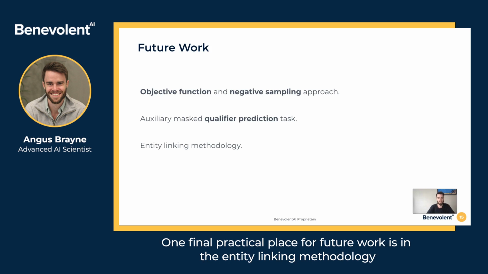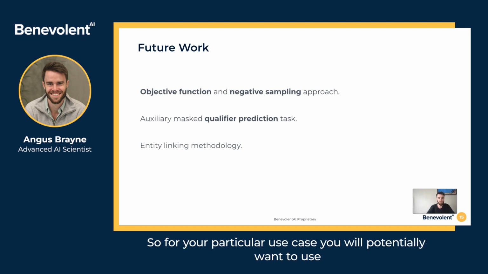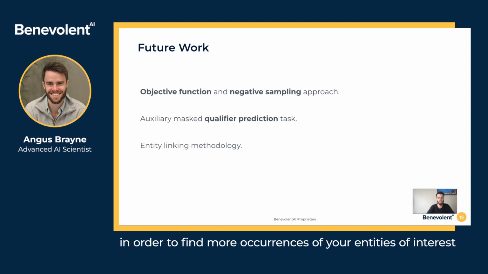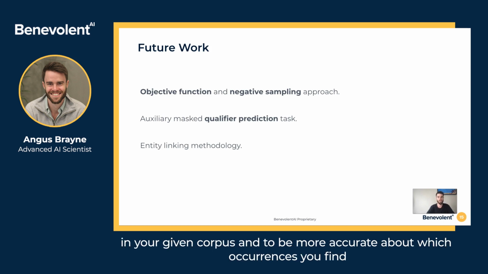One final practical place for future work is in the entity linking methodology. So for your particular use case, you will potentially want to use a better entity linking methodology, potentially a neural entity linking methodology, in order to find more occurrences of your entities of interest in your given corpus, and to be more accurate about which occurrences you find.